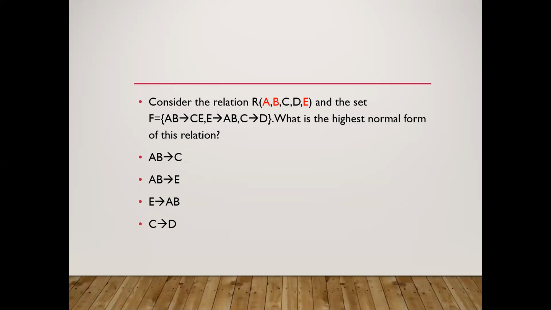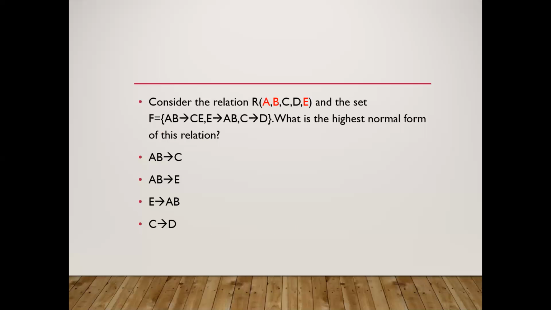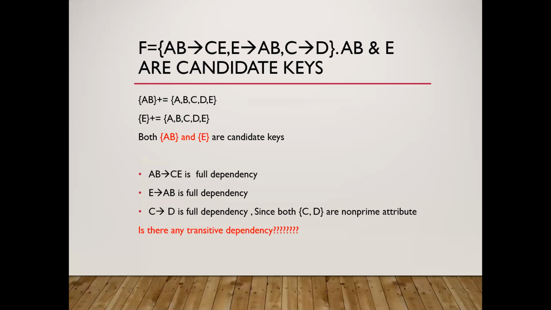So what is the candidate key here? AB closure is a candidate key. AB closure contains all the attributes. E closure contains all the attributes. So both AB and E are candidate keys. Here AB to CE is a full dependency. E to AB is again a full dependency. C to D is also a full dependency. Why? Both C and D are non-prime attributes.